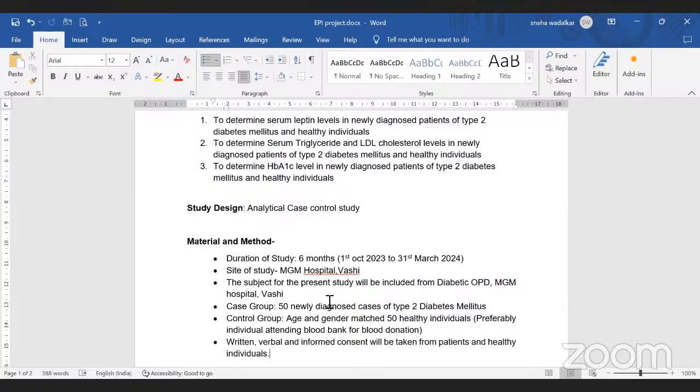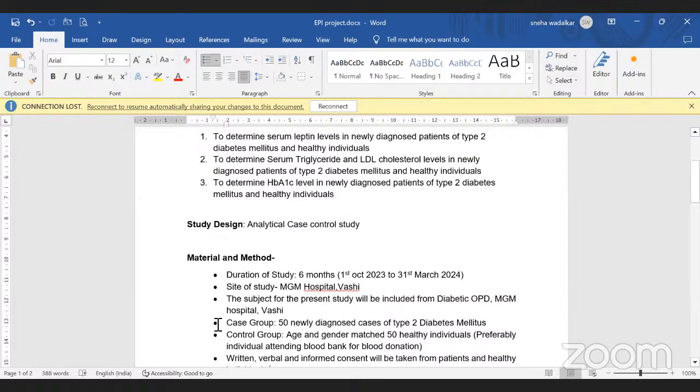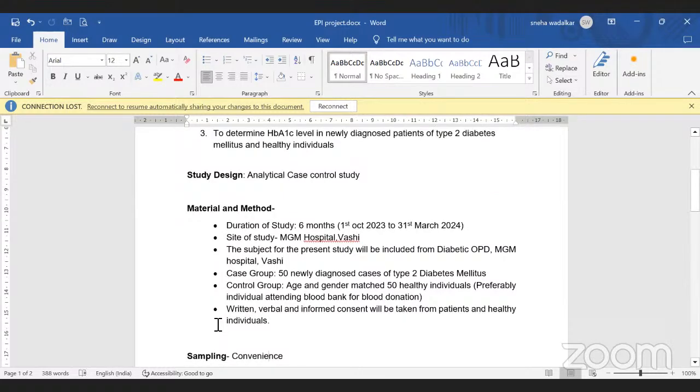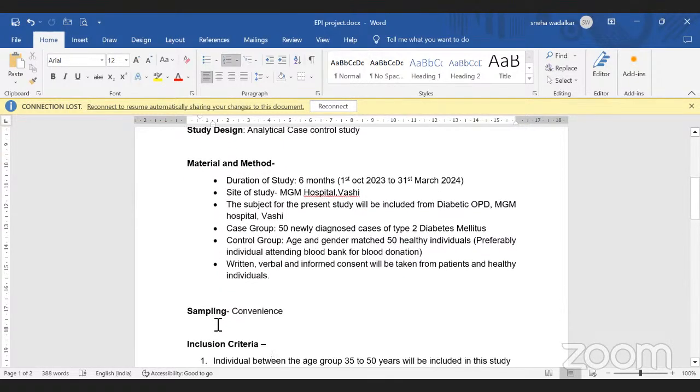In MGM Hospital Vashi, the case group will be, now sir, here I have a doubt. I considered it as a pilot study instead of taking the exact sample size. So 50 will be the case group, newly diagnosed with type 2 diabetes, and the control group is 50 age and gender matched healthy individuals, preferably individuals attending the blood bank for blood donation. Verbal and written informed consent will be taken from the patients as well as the healthy individuals. Now coming to the sampling frame, it will be a sampling method.